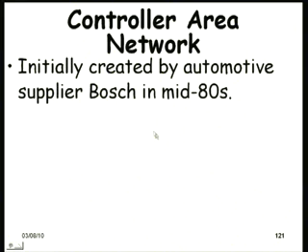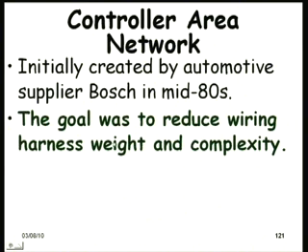First, let us look at the controller area network. Initially created by the automotive supplier Bosch, a German manufacturer of automotive components, in the mid 80s, so about 25 years back. The goal was to reduce wiring harness weight and complexity. The wiring harness is the set of all the wires being used, and as the number of components increased, the manufacturers observed that the weight was becoming enormous and the complexity of wiring was becoming very bad, resulting in low reliability, as we were discussing just a few minutes back.